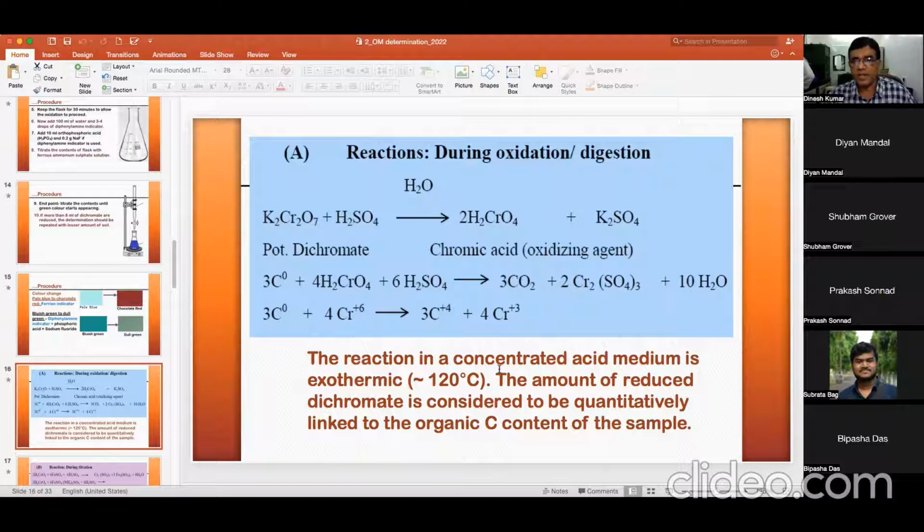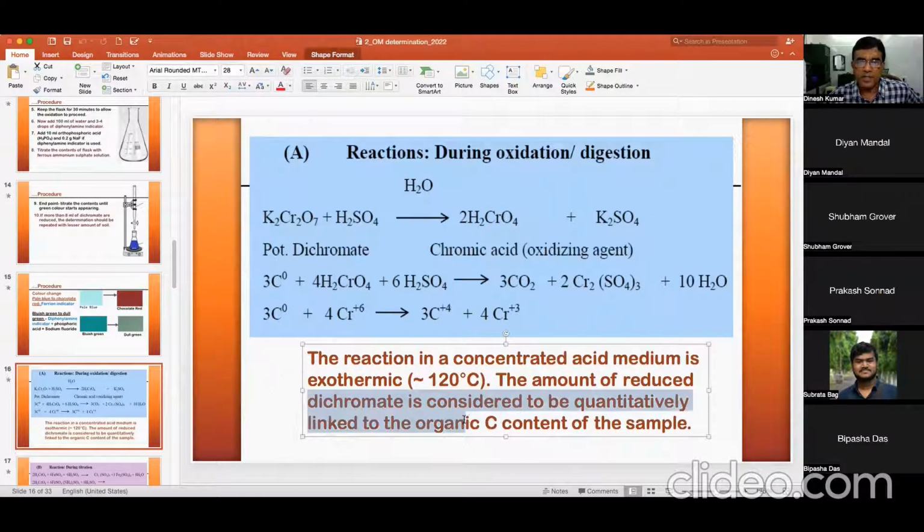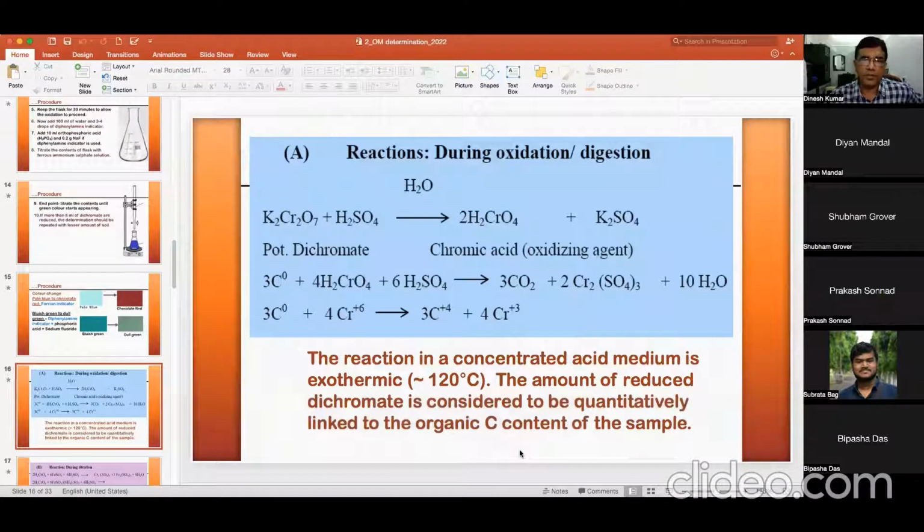So the reaction in a concentrated acid medium is exothermic. So when you add sulfuric acid, the reaction is very fast, and it is about 120 degrees centigrade temperature. The amount of reduced dichromate is considered to be quantitatively linked to organic carbon of the soil sample. Means if more potassium dichromate is used, that means more carbon is there.